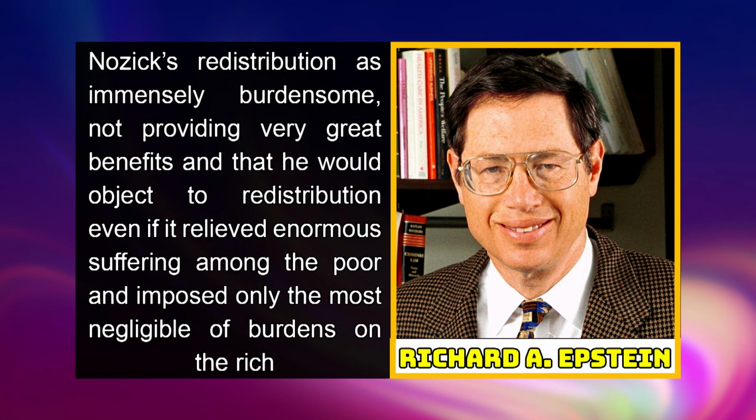Stein contends Nozick's redistribution is immensely burdensome, not providing very great benefits, and that he would object to redistribution even if it relieved enormous suffering among the poor and imposed only the most negligible of burdens on the rich. Since Nozick is willing to find hidden elements in opposing theories, he cannot, in principle, complain when others do the same to his theory, and so Nozick's failure to mention the origin of these stringent rights may open the door to an argument that the appeal of those rights is ultimately not based on considerations of aggregate well-being.